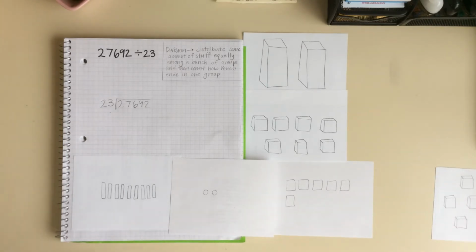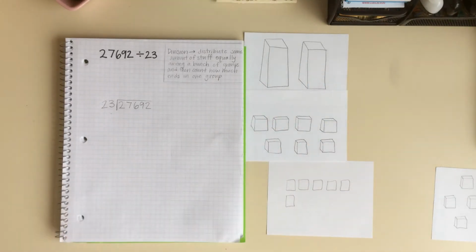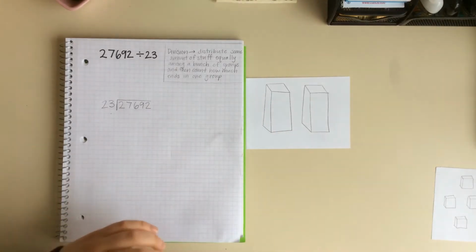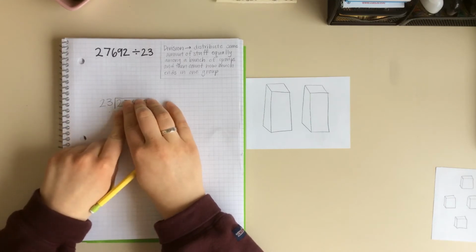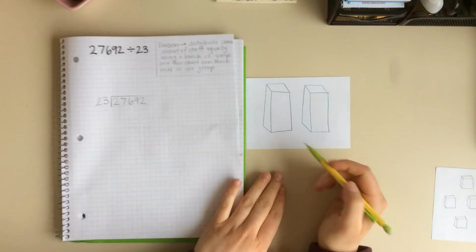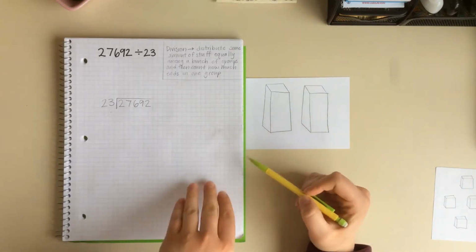So first what we're going to do is look at just the 2 super rods. So we're going to put these aside for a minute. If we start with just 2 super rods, that's going to be starting with just this first 2 in the first number in our problem, the number that we're dividing. So we want to divide these 2 super rods into 23 groups.